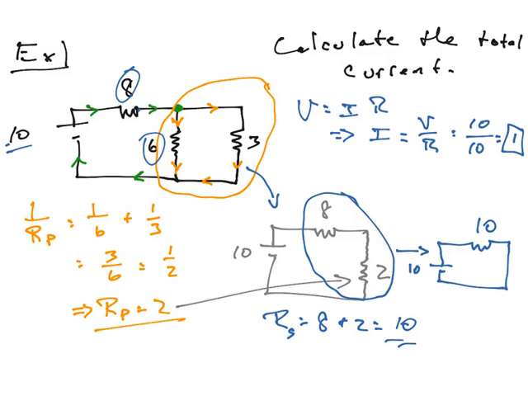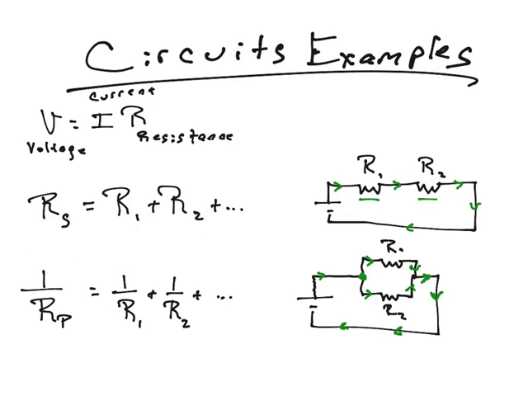But at the end of the day, all you need is this: V equals IR, how to combine in series, and how to combine in parallel. And then, of course, how to be able to tell what's series and what's parallel. With that power, all of these circuits will be easy for you.